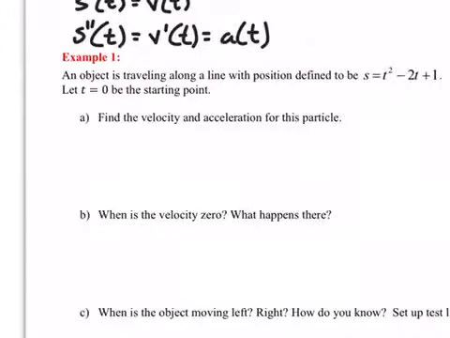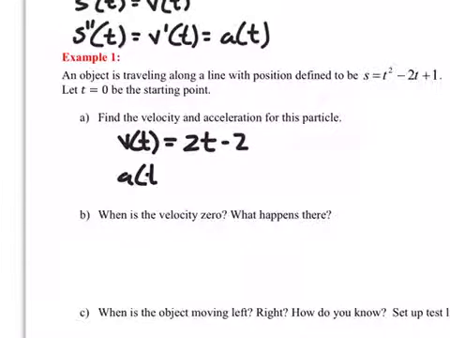Let's look at an example. An object is traveling along a line with position defined to be that. All right, so this is our position function. Let t equal 0 be the starting point. Find the velocity and acceleration for this vector. So the velocity for this particle would be the derivative, which is 2t minus 2. The acceleration would equal 2. So notice that the acceleration will always be positive.